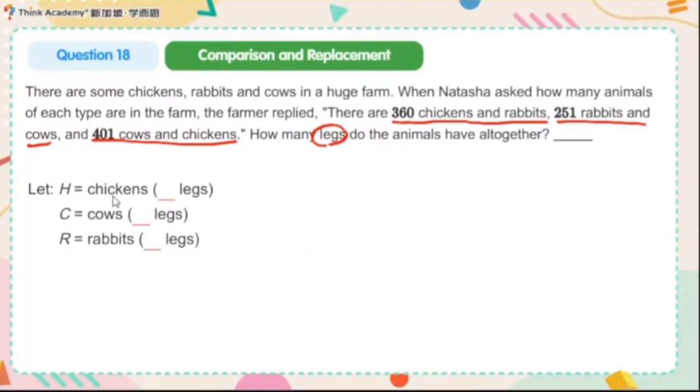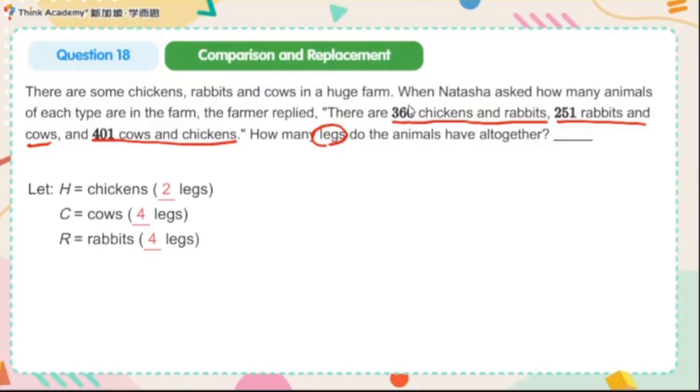Okay, so let's use symbols for different animals, right? Let H be chickens, C be cows, R be rabbits. Now, when you have two types of items starting with the same letter, please do not just say chicken is C and cow is C. It will confuse you even further. Use a different letter for each type of animal. And since we are asking how many legs there are, let's find that out as well. So how many legs does a chicken have? A chicken has 2 legs, okay? A cow has 4 legs and a rabbit has 4 legs.